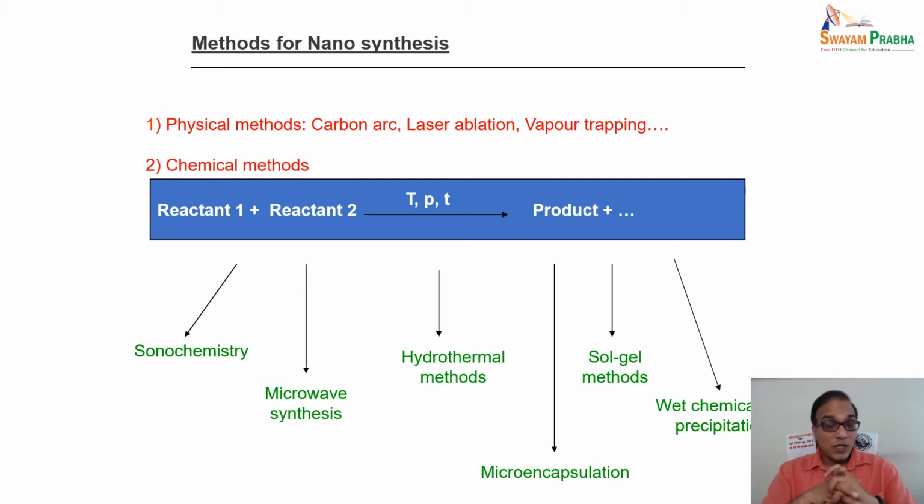So methods of nanosynthesis, if you classify, are basically physical and chemical. In physical methods: carbon arc, laser ablation, vapor trapping. In chemical methods: sonochemistry, microwave synthesis, hydrothermal methods, microencapsulation, sol gel methods, wet chemical precipitation, wet chemical co-precipitation. These are the methods by which we can prepare the nanomaterials.